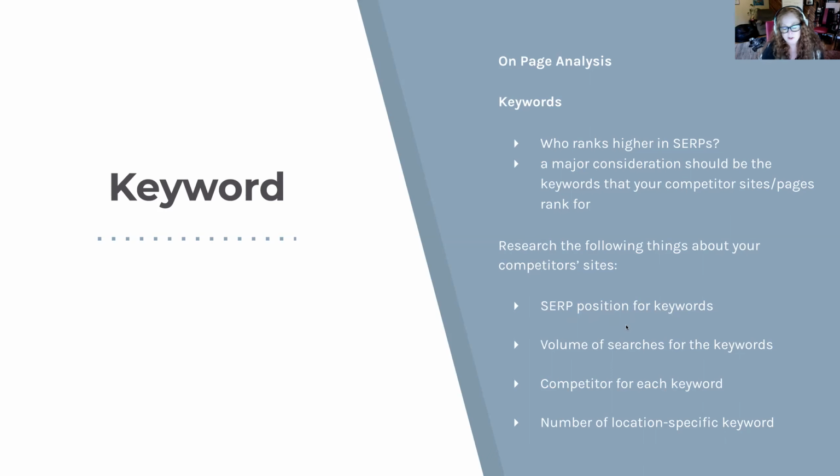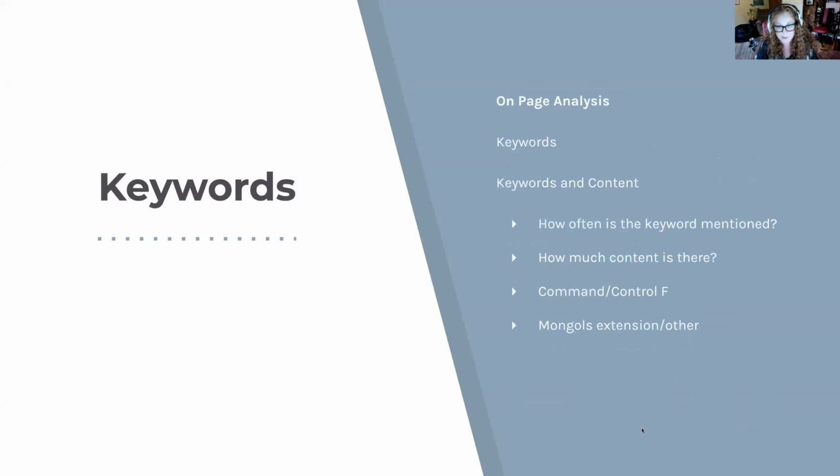So keywords, who ranks the highest? What should we consider? We want to consider volume. We want to consider competitiveness for each keyword, and we want to consider, are they using location targeting for their keywords? And then content is huge, right? So keywords, content.